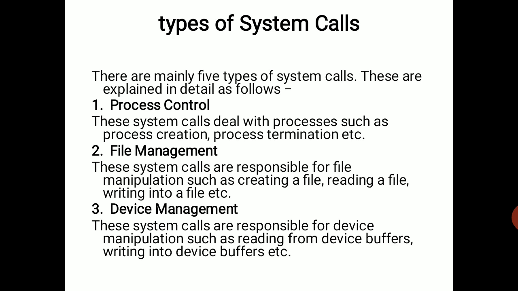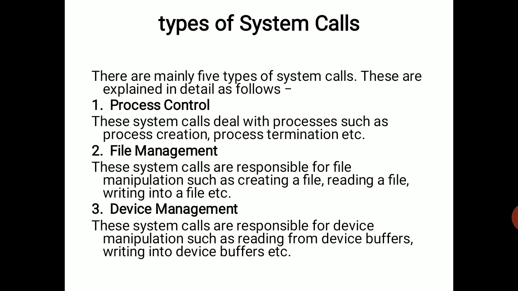Let us see what are the different types of system calls. There are mainly 5 types of system calls. First one is process control. These system calls deal with the processes such as process creation, process termination, etc. Second one is file management. These system calls are responsible for file manipulation such as creating a file, reading a file, writing into a file.